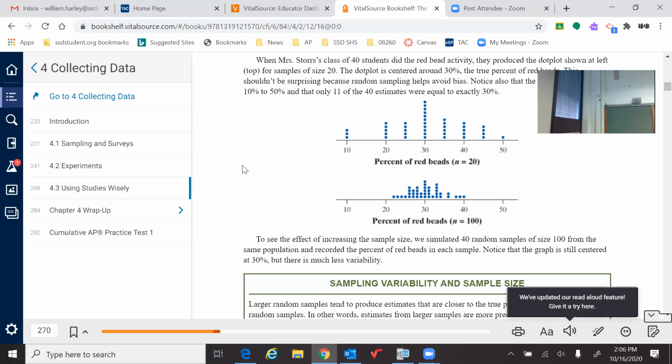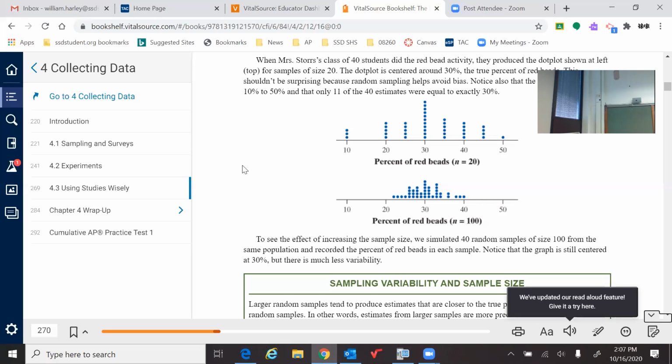If we did another sample of size 100, from the same barrel, you put the 20 back in, take 100 out. How many do you expect to be red out of 100? How many do you expect to be red if the sample size is 100? Correct, thank you, 30. You'd expect to get 30 red beads.